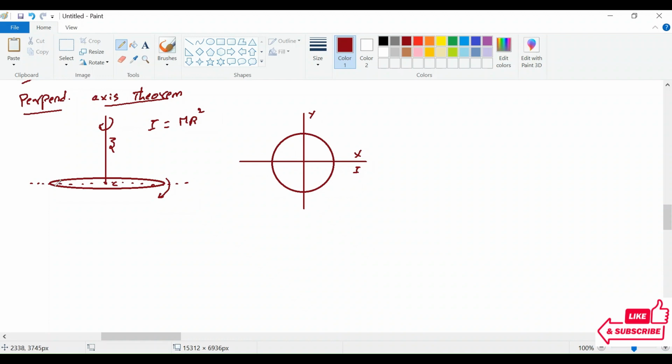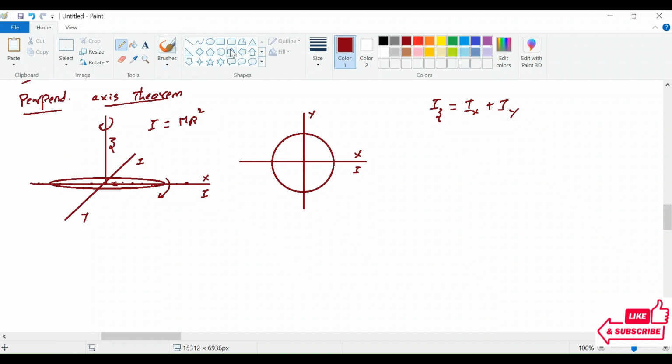So this is my x axis, and this is my I about the x axis. The y axis is something like this, and this is the I about the y axis, and z is on top. The perpendicular axis theorem says that Iz, on the z axis, is equal to Ix plus Iy.